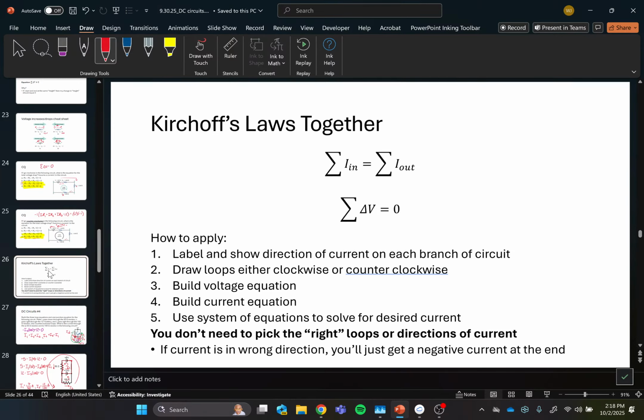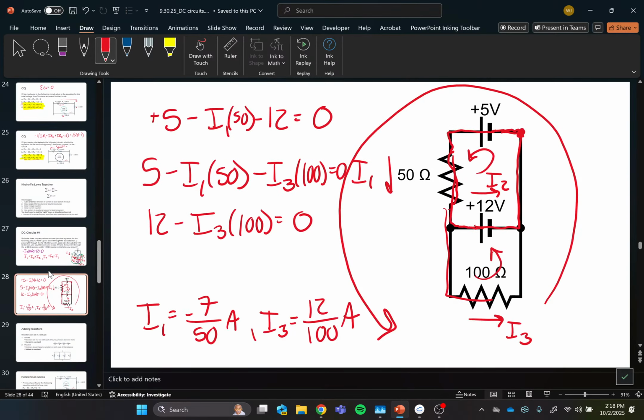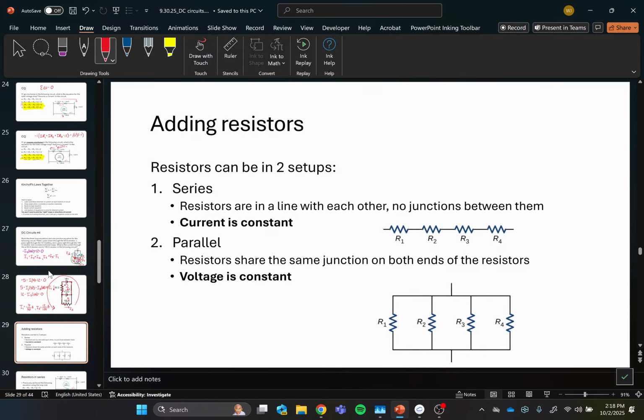And we applied that to a problem. So we applied that to this problem. We made the 3 different loops in this problem. We made the junction rule for this problem. It was a grand time, so much fun.